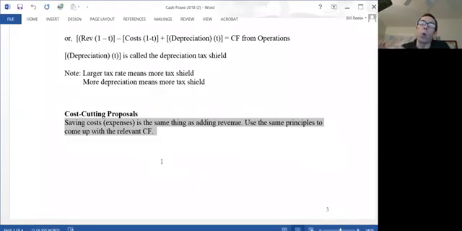Well, we're going to try to incorporate all of these things that we've been going through in the last couple of videos on cash flows into our example that is going to be in the next video.